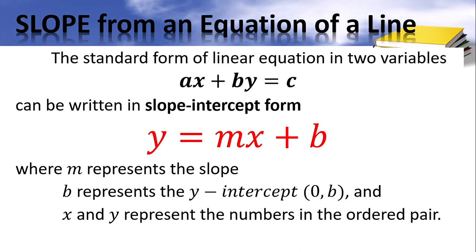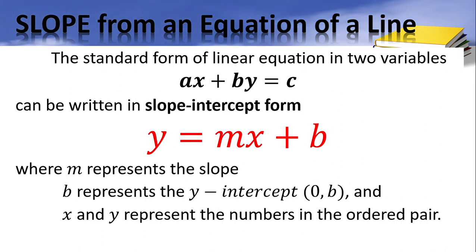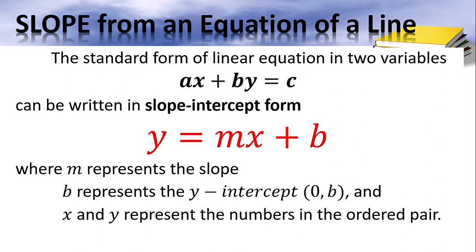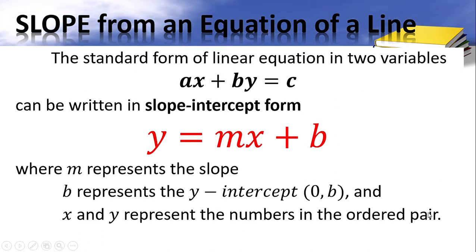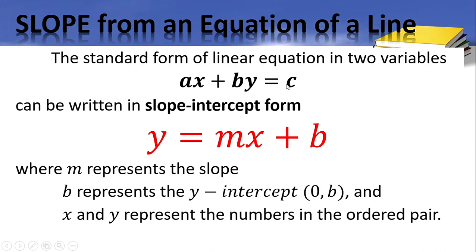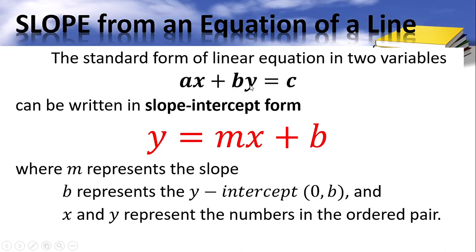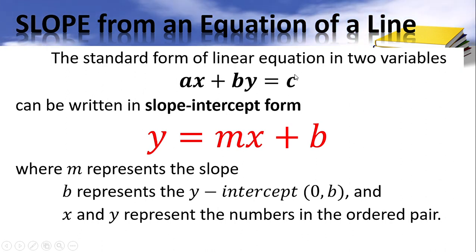Okay, so let's start with the slope from an equation of a line. The standard form of a linear equation in two variables is ax plus by is equal to c, where a and b are numerical coefficients, the letters beside them, x and y, are variables, and c is our constant term.